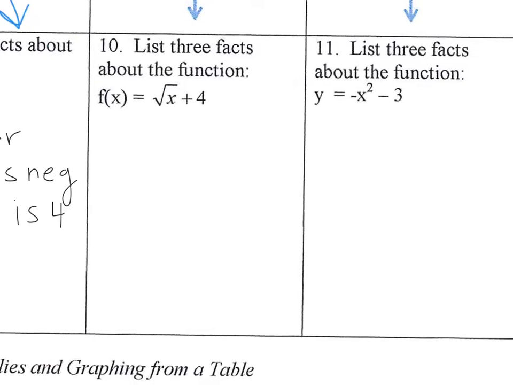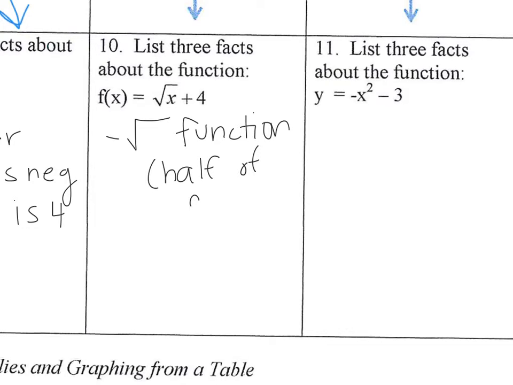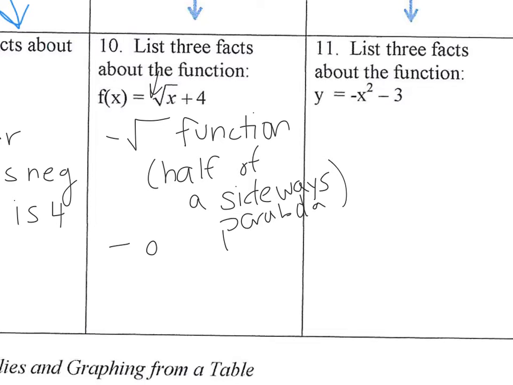So number 10, I know that it's a square root function. So it's going to look like half of a parabola or a sideways parabola. And I also know that it's opening up because the number in front of square root is positive, so I'm going to write opens up. And then I'm going to write that because the constant is 4, the y-intercept is 4, or it's shifted up 4 units.